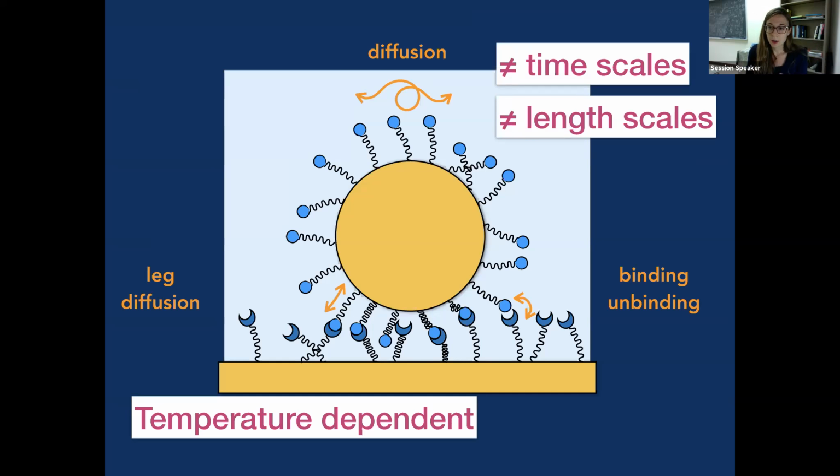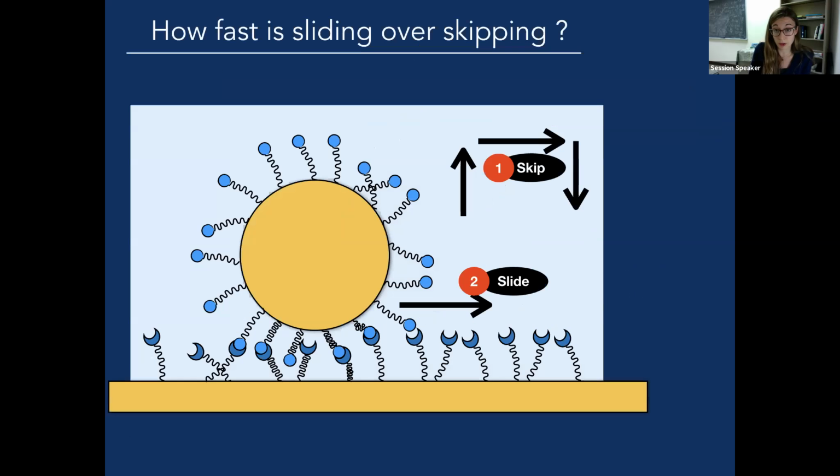So to answer that question of motion, I'm basically going to narrow it down to a simpler question, which is the following. Well, these kinds of particles have different ways of moving. For example, one way is to skip. Skipping means detaching all feet, diffusing around and then reattaching to the surface.